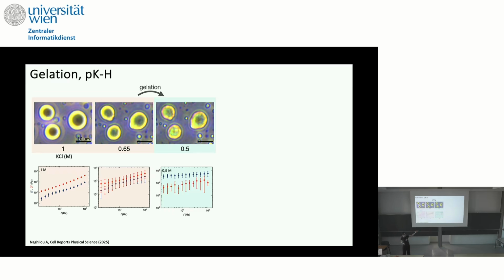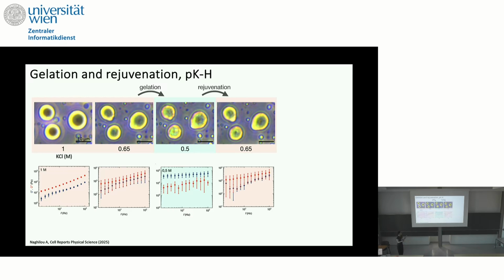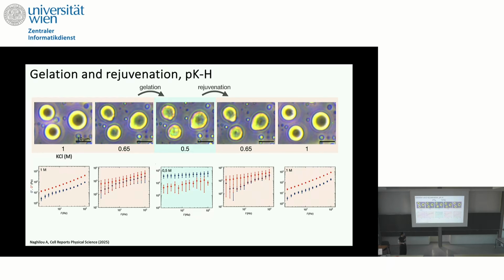And since the rest of the presentation is white, you can probably imagine what I did next. I again replaced the supernatant with higher salt concentrations, and you see that we started to rejuvenate the condensates. They morphologically and rheologically start to become more liquid-like again. And if you go back to 1 molar, obviously you have condensates that are liquid and look similar to before. Looking at the rheological properties, G double prime, the viscous modulus, again becomes larger than the elastic modulus, and the response of the system becomes frequency dependent, so it means they rejuvenated.